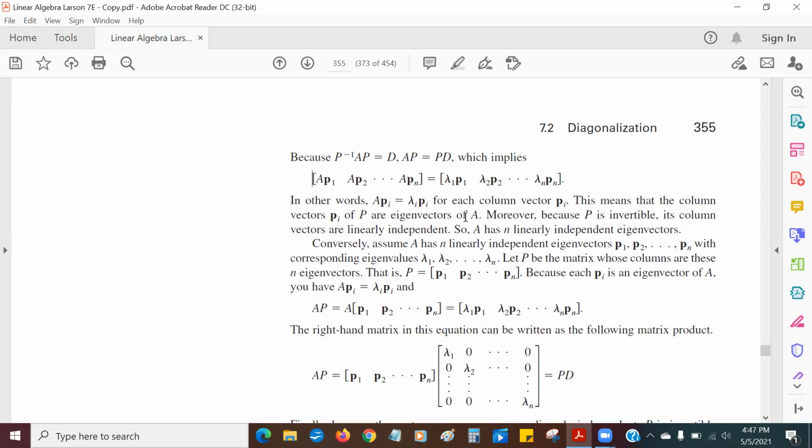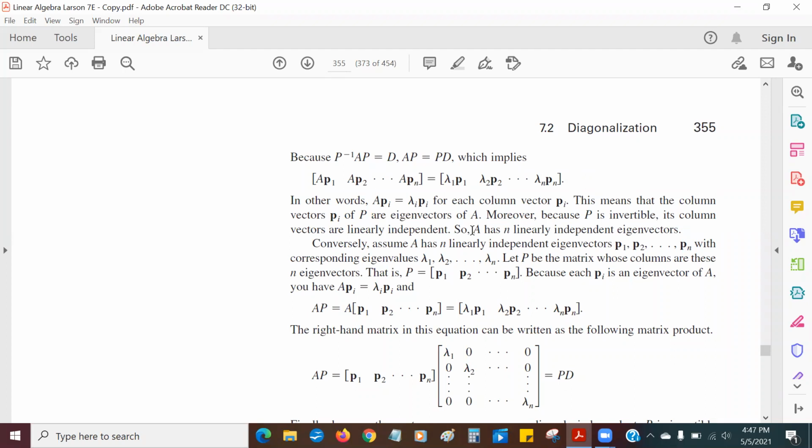Now, because P is invertible, the column vectors are, drumroll please, linearly independent. Because any invertible matrix has to have linearly independent columns as well as linearly independent rows. Right now we're just talking about columns. So A has n linearly independent eigenvectors, and that's what we just showed. And that is awesome.